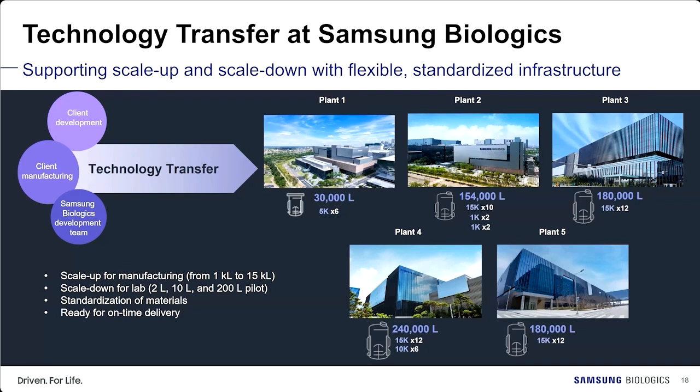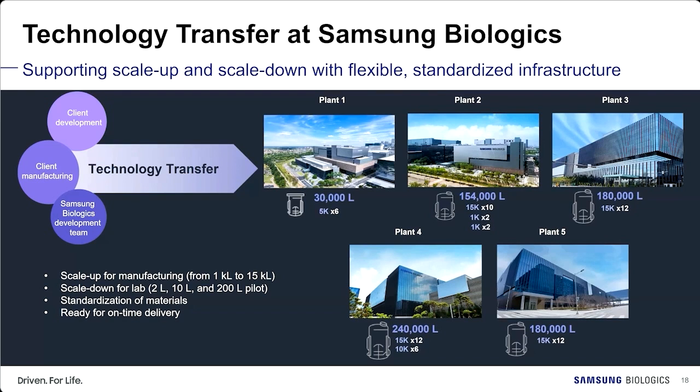Sending units of our technology transfer can be the client's development side, the client's manufacturing side, or the Samsung Biologics development team, known as CDO. The process knowledge from those sending units is transferred to Samsung's DS manufacturing plant, which has 1,000 to 15,000 liter scale production bioreactors.